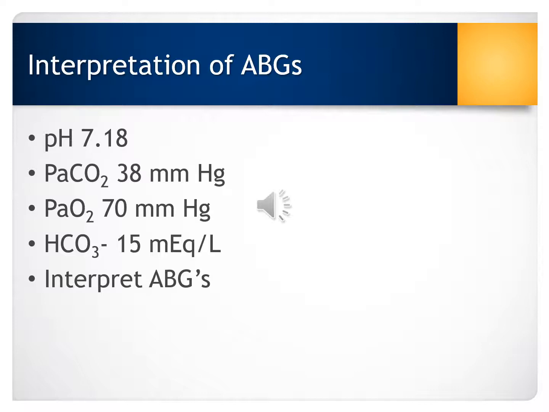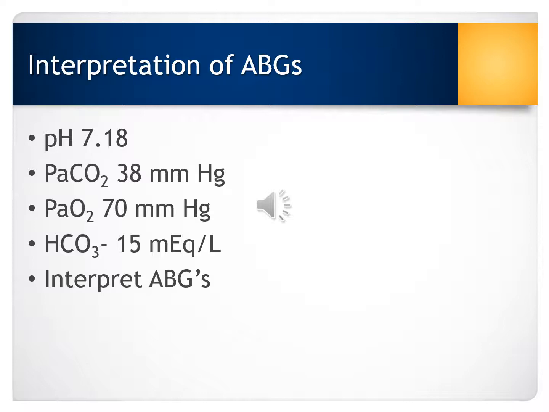When we look at the bicarb level, it is 15, which is also low. So when we think about our ROME acronym, the M and the E for metabolic, they are equal, so they match. They both go in the same direction, the pH and the bicarb. So we would determine that we have metabolic acidosis. When we look at our chart, we see that our PaCO2 is normal, so we have uncompensated metabolic acidosis.